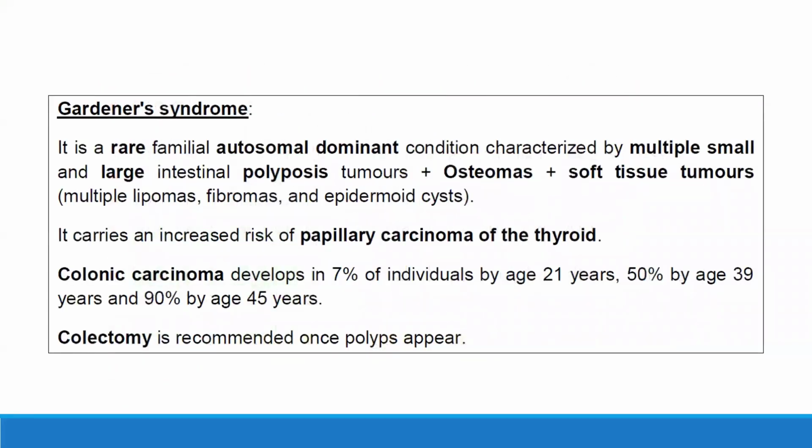Gardner syndrome is a rare familial autosomal dominant condition characterized by multiple small and large intestinal polyps, osteomas, and soft tissue tumors. It increases the risk of papillary carcinoma, and colonic carcinoma develops in about 70%, and colectomy is recommended once polyps appear in Gardner syndrome.